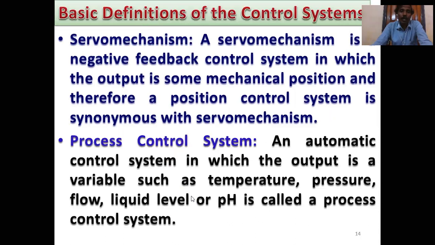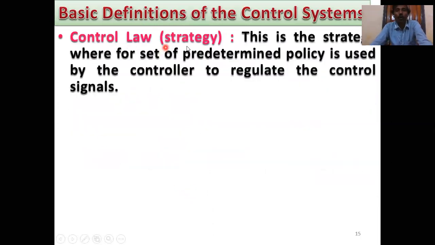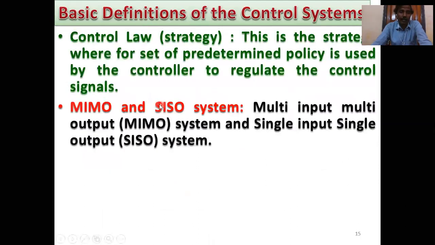So what is process control? An automatic control system in which the output is a variable such as temperature, pressure, flow, liquid level, or pH is called a process control system. Then control laws or strategy: this is the strategy where a set of predetermined policies is used by the controller to regulate the control signals. And what is a MIMO system and a SISO system? MIMO means multi-input, multi-output system, and SISO means single input, single output system.